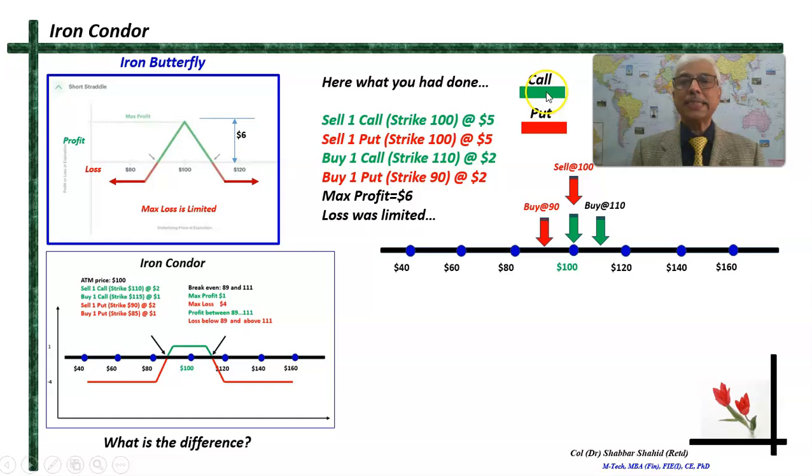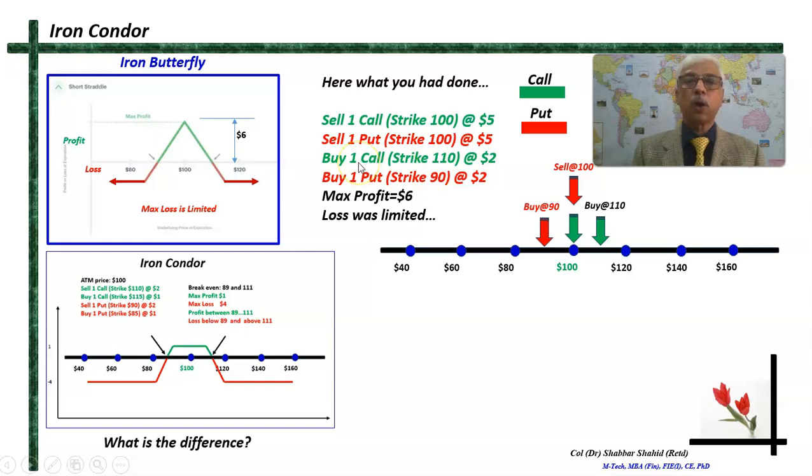For the sake of simplicity, just consider on this particular screen the green color as call and the red color as put. Alright, so in iron butterfly what you had done, you had sold a call and a put at the ATM strike and received some premium. Because it was ATM, the premium was slightly higher. And then you had bought one call little out of the money, and you had also bought one put again little out of the money.